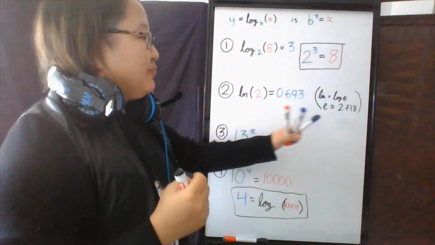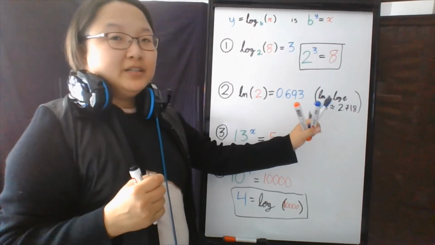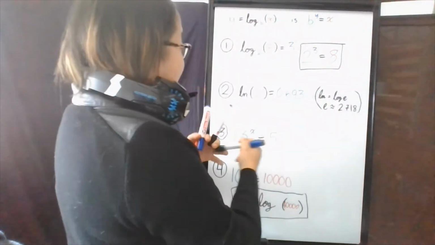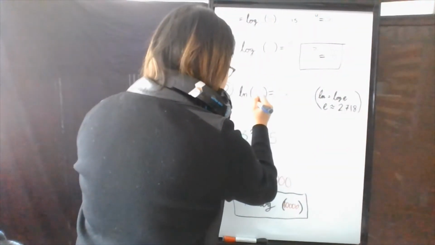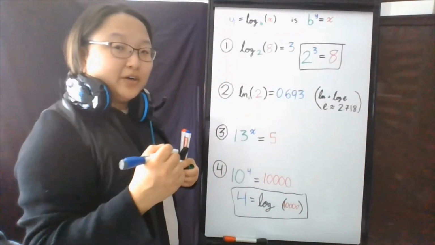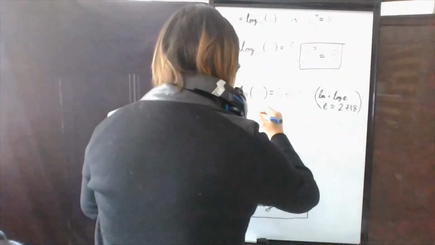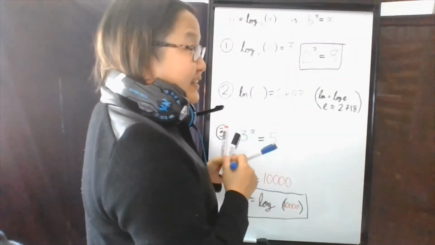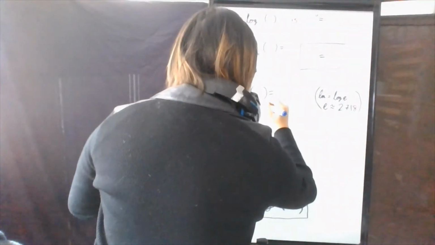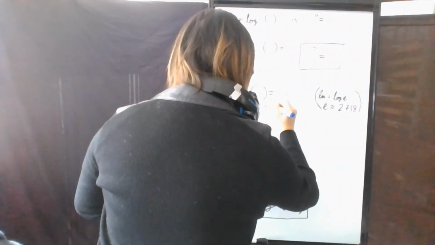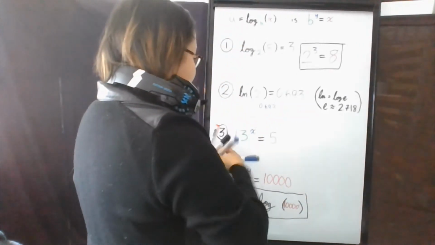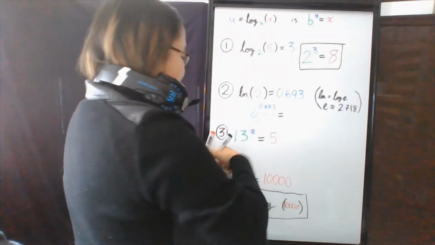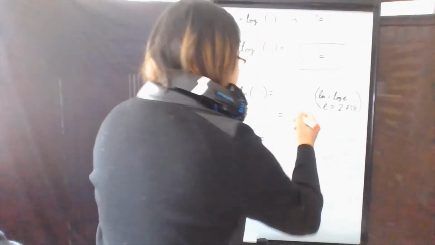And the same with this one, remembering of course that ln is log base e. So you can even write that in there. That ln is always log base e. So you can turn that into e to the roughly, not exactly, 0.693 power equals 2.